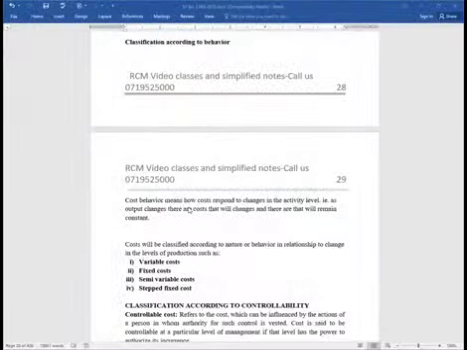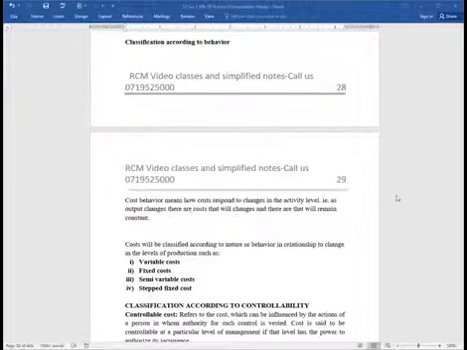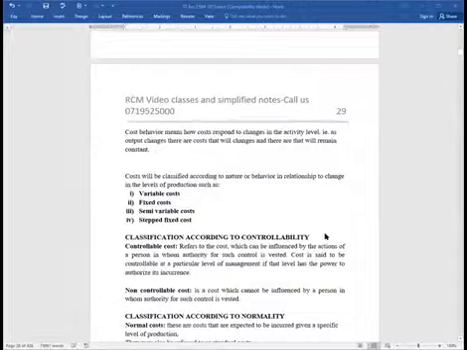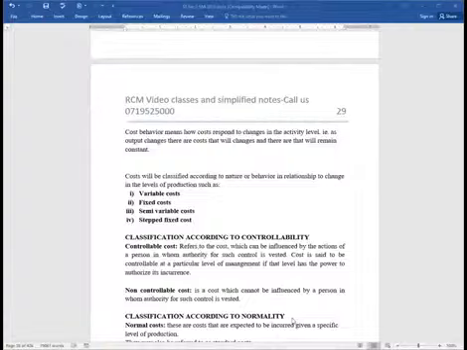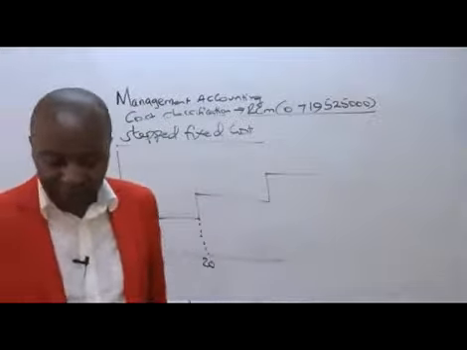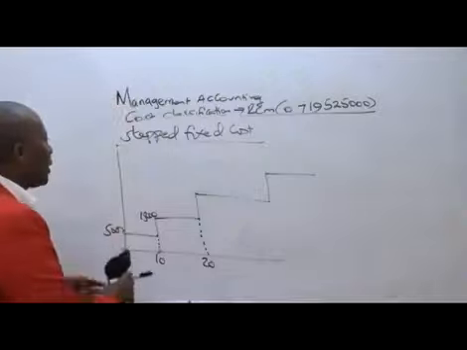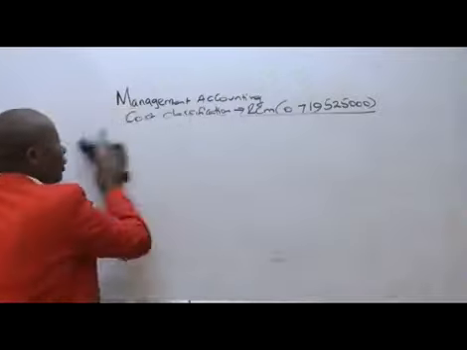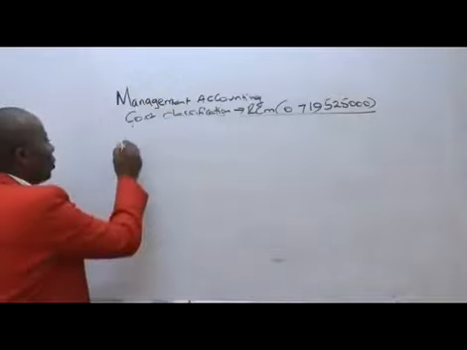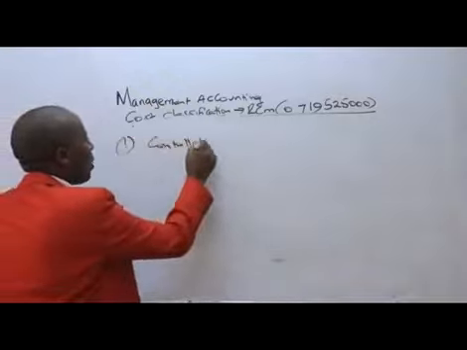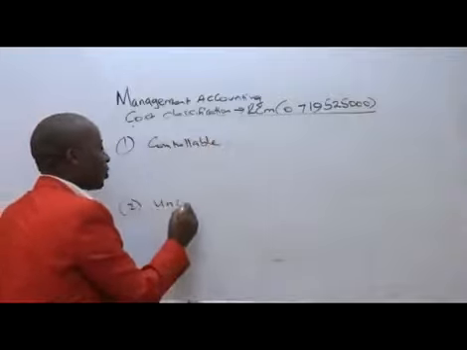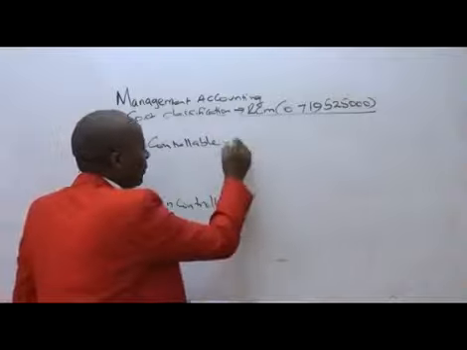Now from there, ladies and gentlemen, we've got these particular ones, which are just a walkover that we need to explain first. So we have classification according to controllability. Under controllability, we shall be having two classes. Which classes are these? We are going to be having those costs which are controllable, and those costs which are non-controllable or uncontrollable, as the name suggests.